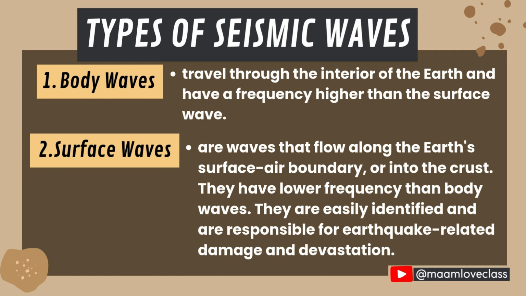The types of seismic waves can be categorized into two, the body waves and the surface waves. Body waves travel through the interior of the earth and have a frequency higher than the surface waves. Surface waves are waves that flow along the earth's surface air boundary or into the crust. They have lower frequency than body waves. They are easily identified and are responsible for earthquake-related damage and devastation.